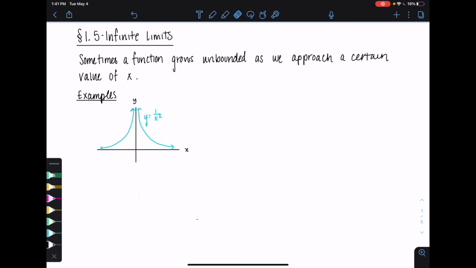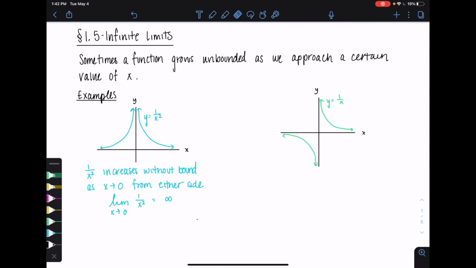So think of 1 over x squared. 1 over x squared increases without bound as x approaches 0 from either side, because even if it's like negative 0.001, close to 0, when you square it, the negative goes away. So ultimately, the limit as x approaches 0 of 1 over x squared is positive infinity.